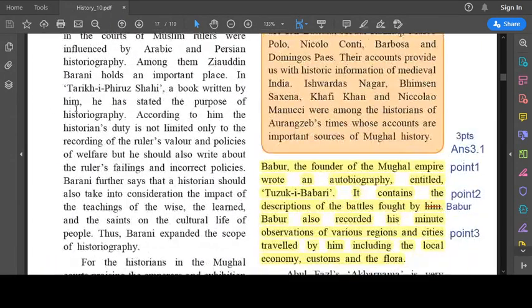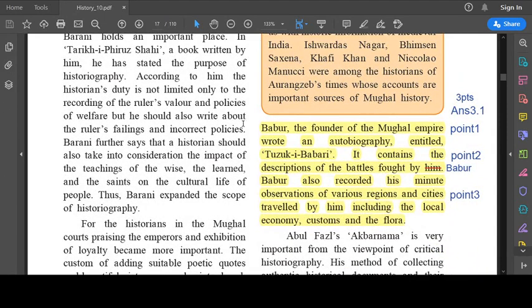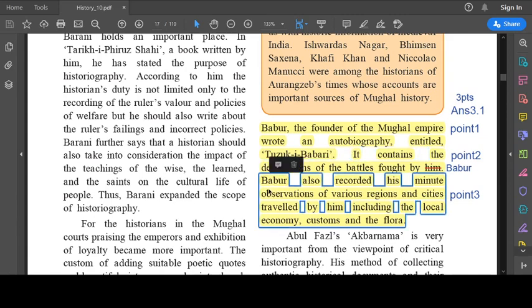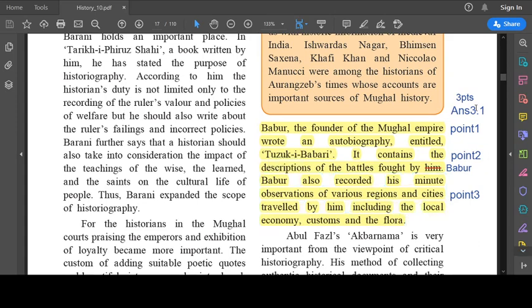Right hand side. Below the orange box. First point. Okay, first line below the orange box. Babur, the founder of the Mughal Empire, wrote an autobiography entitled Tuzuk-i-Babri. That's your first point. Second, it contains the descriptions of the battles fought by him. Cancel him and write Babur in place of that. Third point, Babur also recorded his minute observations of various regions and cities traveled by him, including the local economy, customs, and the flora. So 3 points. Answer 3.1. We'll go to 3.2.